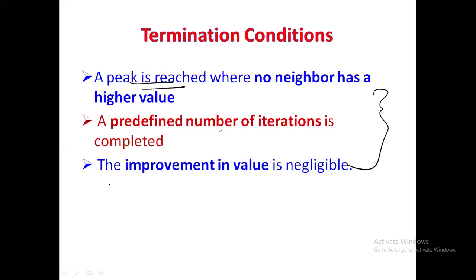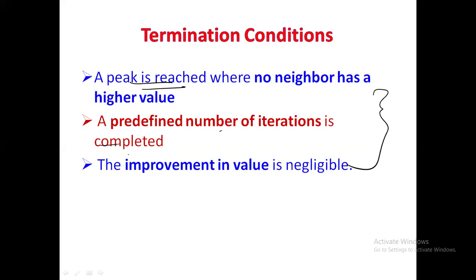This peak could be a local maximum, a good but not the best solution, or a global maximum, the best possible solution. Since hill climbing only moves to better states, it cannot escape local maxima without modifications like random restarts or simulated annealing. Next, a predefined number of iterations is completed.